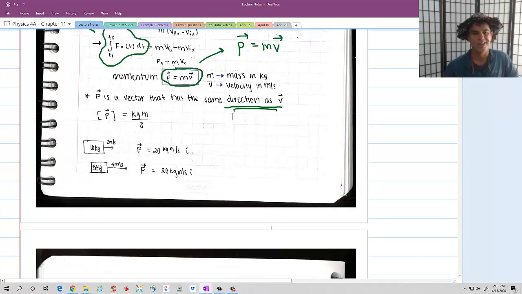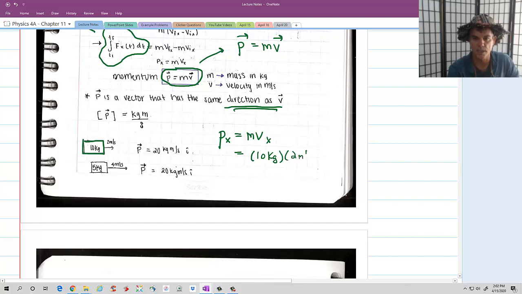So, for example, let's say I had a 10 kilogram mass, which was moving to the right at 2 meters per second. And I want to know, what is the momentum? Well, momentum, in this case, if we're talking about the x direction, would be mass times velocity in the x direction. So it would be 10 kilograms times 2 meters per second. And if I want to be specific about direction, I can include the unit vector. So what I get is the momentum is 20 kilogram meters per second in the i direction.